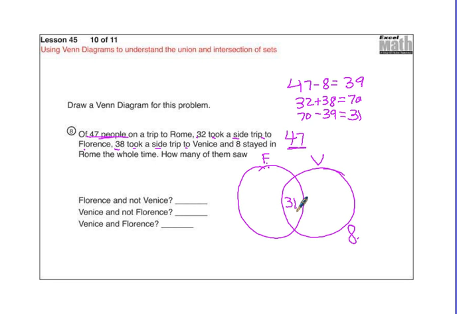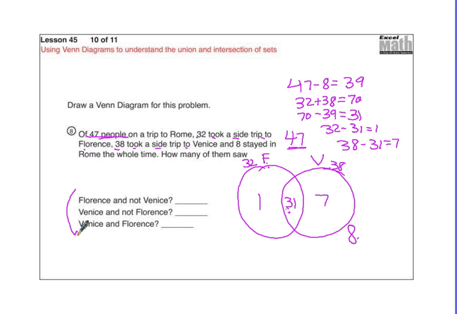Now on the Florence side, there were 32, and 31 that did both, so 32 minus 31 means only one person took a trip to Florence only. And then 38 people went to Venice, and if 38 went to Venice, 31 went to Venice and Florence. That leaves us with 38 minus 31, which is 7. 7 people went to Venice only.